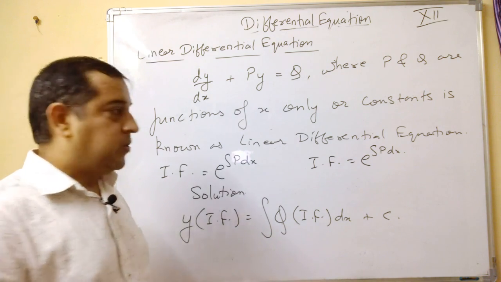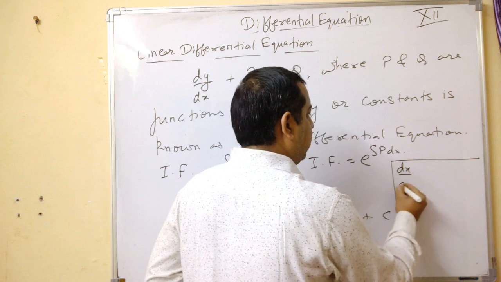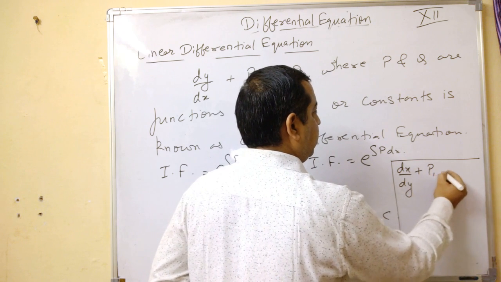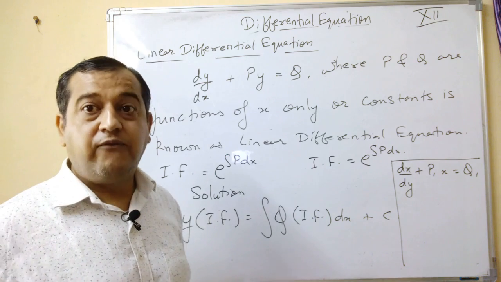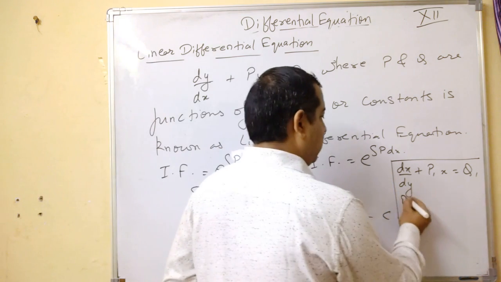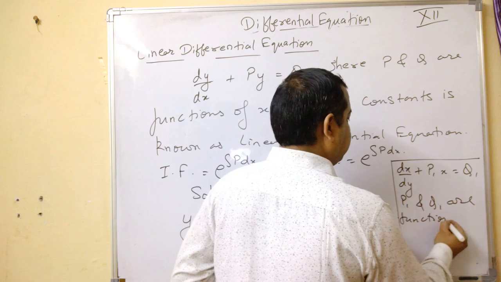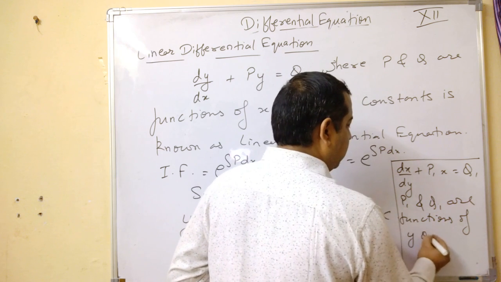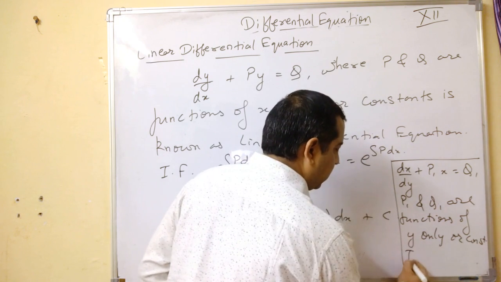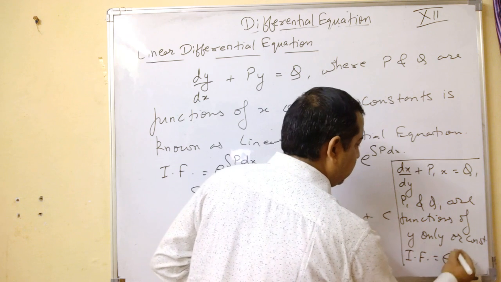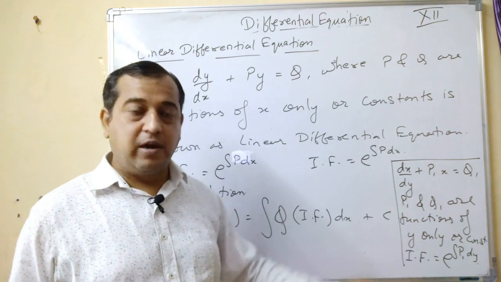Okay, clear? Besides this, your differential equation may be of this type also. dx by dy plus p1 x is equal to q1. Clearly here p1 and q1 will be functions of y only, or constant. In this case, your integrating factor will be e raised to integral p1 dy. जैसे यहाँ पे इंटीग्रल p dx है, वैसे इंटीग्रल p1 dy आएगा.